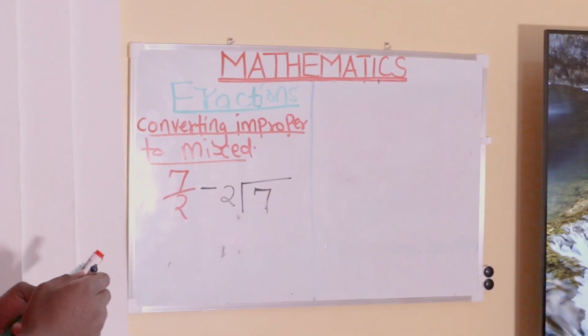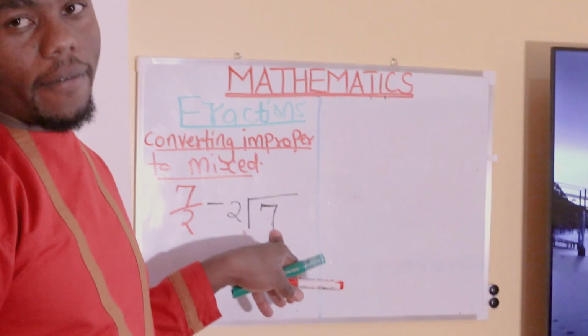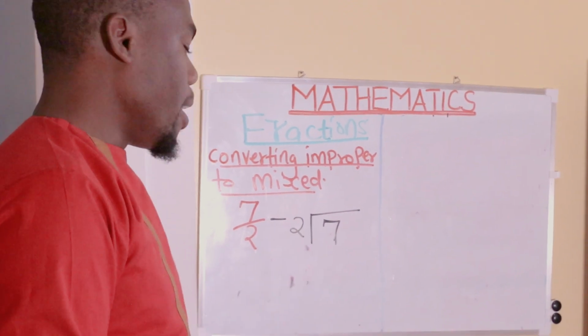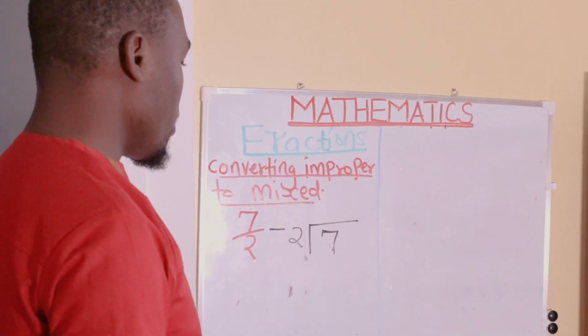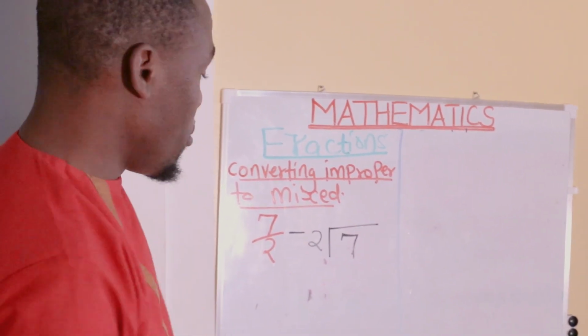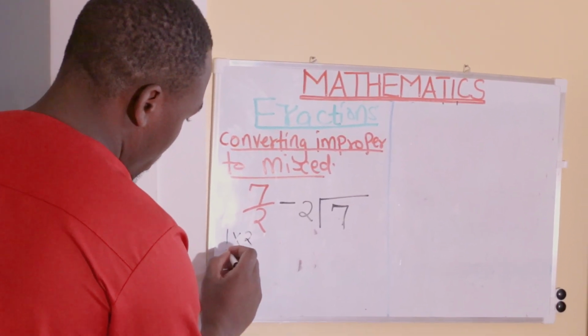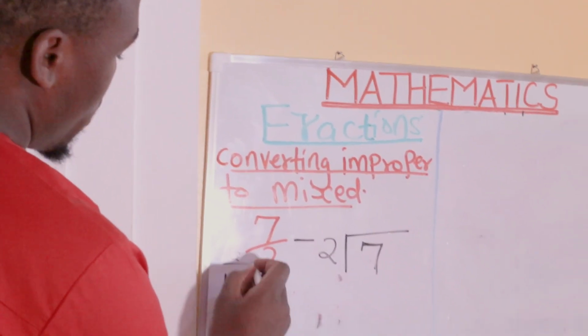Now, we ask ourselves, how many groups of 2 are there in 7? Or which number can we multiply by 2 to get 7, or a number that is close to 7? Now, that takes us to the multiplication table. I can prepare for you here a small multiplication table for 2.